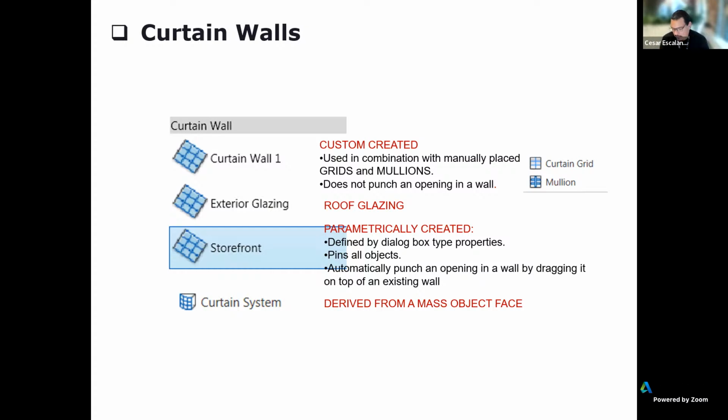You basically tell the storefront properties what the rules of division are in the horizontal and the vertical, and this is the easiest way of creating a curtain wall. It's parametrically created, but it's also very simple. It just follows a set of equally spaced panels at a certain distance.